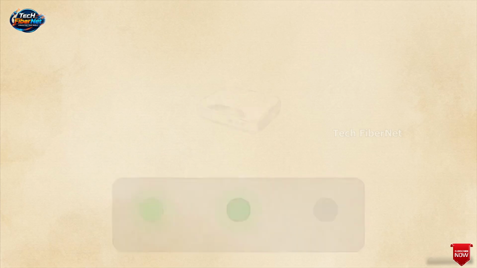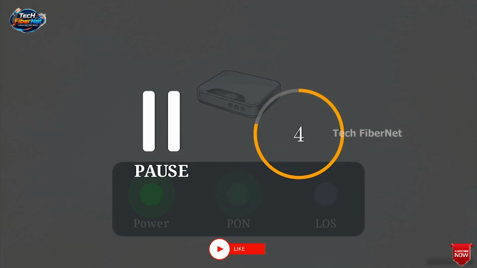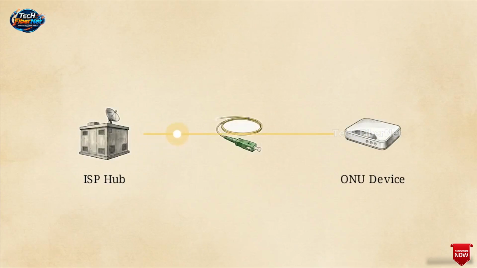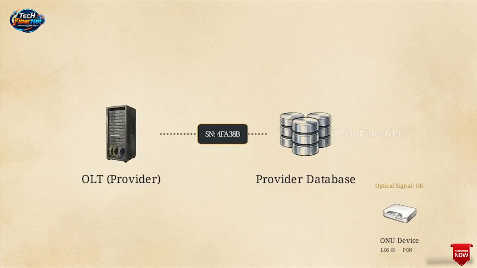Let's test your diagnostic skills with a real-world scenario. Look closely at this front panel. The LOS light is off, but the PON light is continuously blinking. Based on what we've covered, is this a broken physical cable, or is this a configuration error? The correct answer is a configuration error. Because the LOS light is off, we know the optical signal is safely reaching the device. The blinking PON tells us the error is happening at the provider's level during registration.